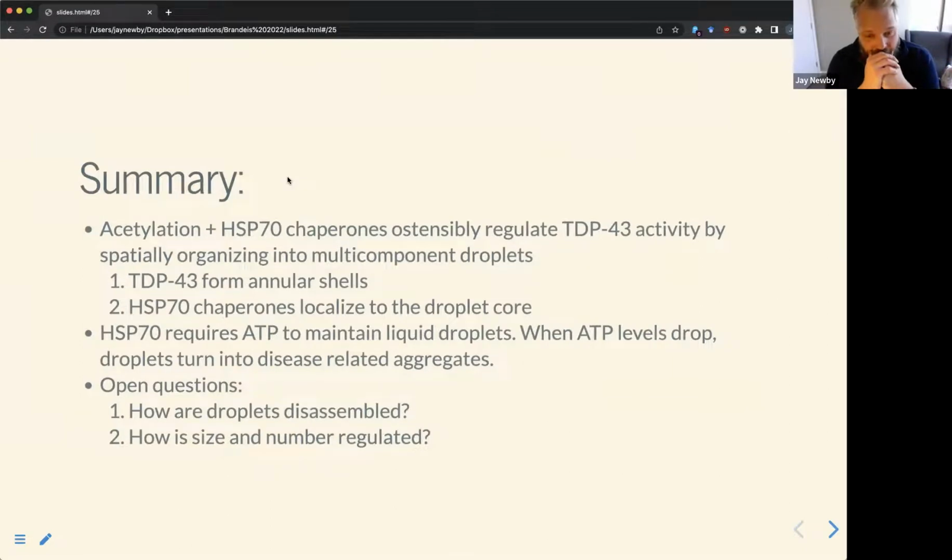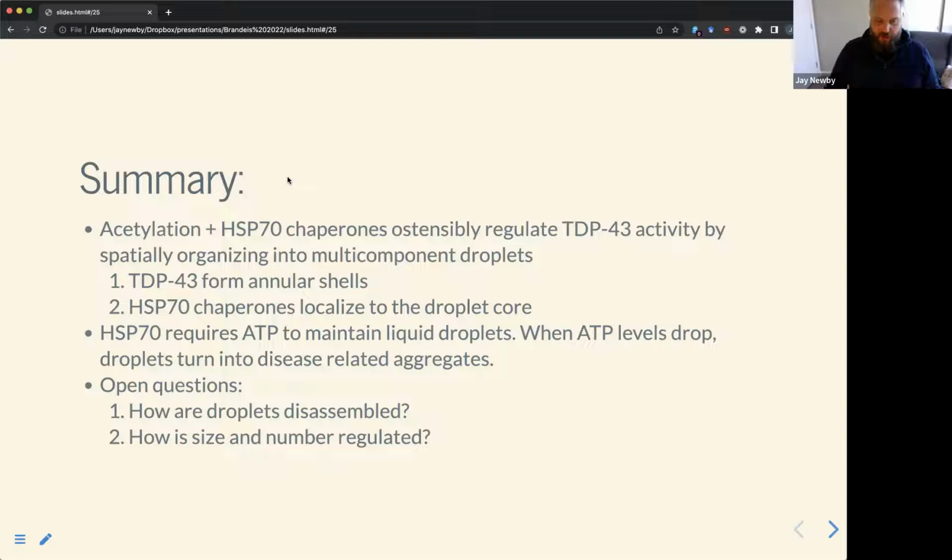Okay, so then the story goes on. Kelsey and I, of course, did the modeling part of this paper. The idea is that HSP70, these chaperone proteins, regulate TDP-43 activity and then spatially organize into these droplets, these multi-component droplets.